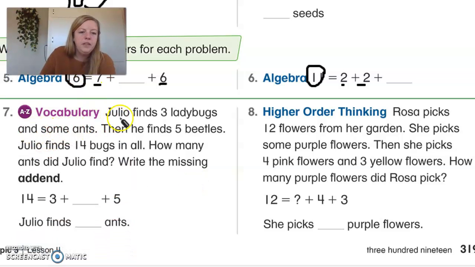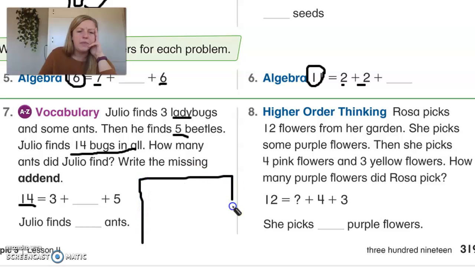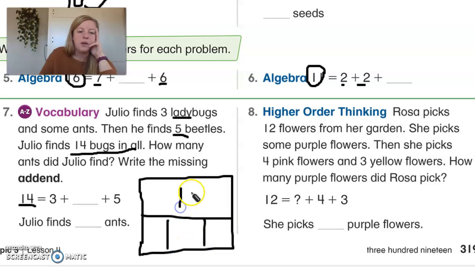Number 7. Julio finds 3 ladybugs and some ants, but we don't know how many. Then he finds 5 beetles. Julio finds 14 bugs in all. When we say in all, that is my whole. How many ants did Julio find? Write the missing addend. Well, I'm going to build a part whole map, but this time I'm going to build it with 3 parts. So I'm going to draw 1, 2 lines. So my whole is 14, and my parts are 3 and 5. I don't know what this part is, though.